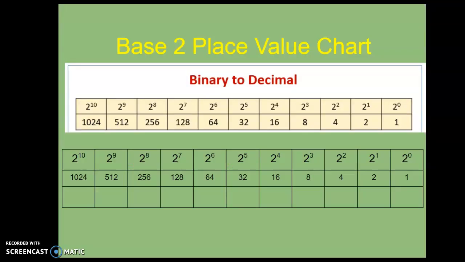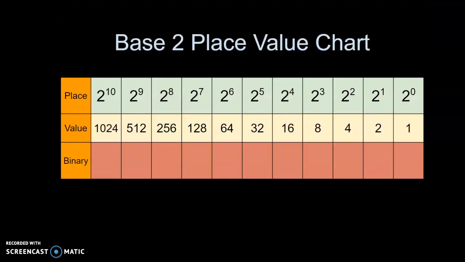Okay, the binary place value is just the same, except it's using twos instead of 10. All right, so you have 2 to the 0, and that equals 1. You have 2 to the 1, that's 2. 2 squared, 2 times 2 is 4. 2 to the 3 is 2 times 2 times 2, which is 8. 2 to the 6, 2 times 2 times 2 times 2 times 2 times 2, is 64, and so on.